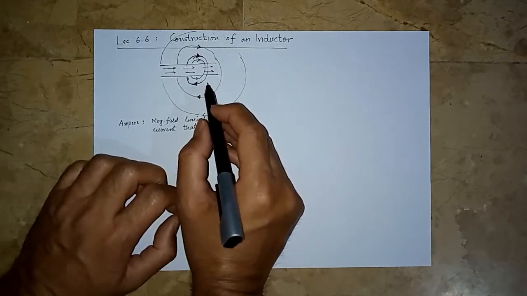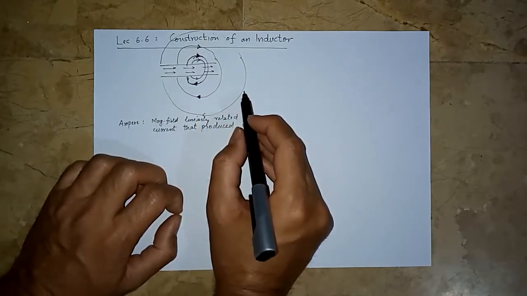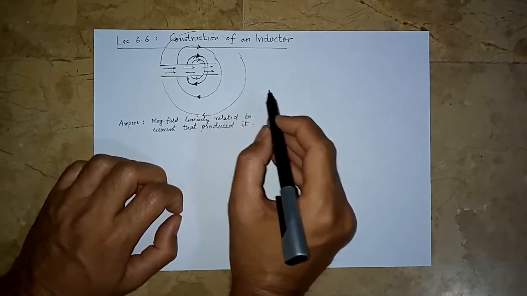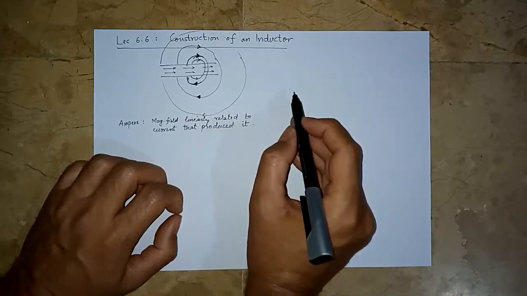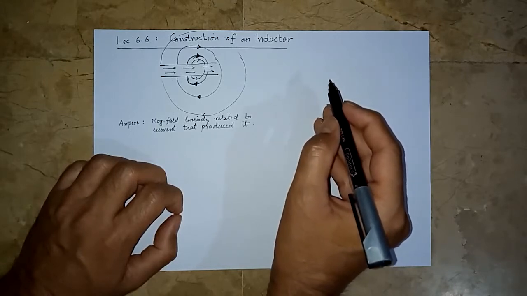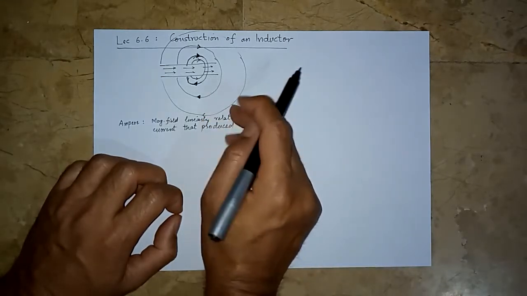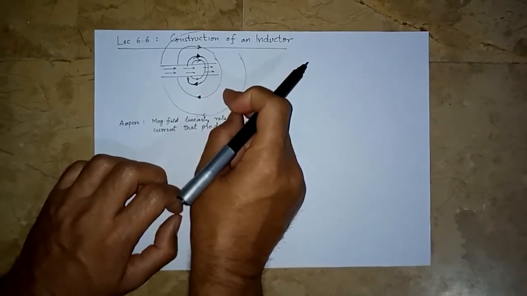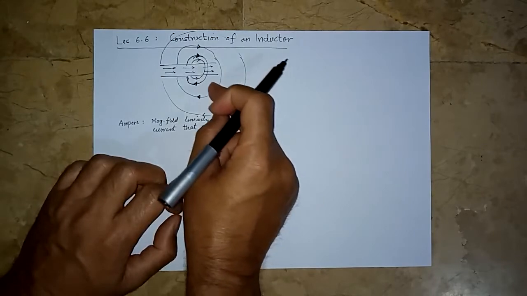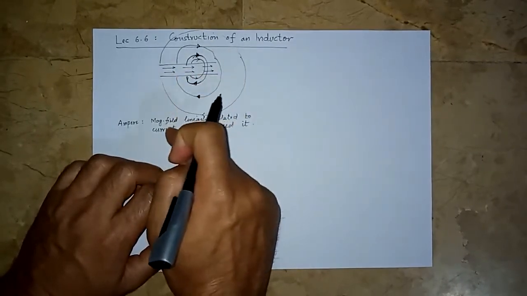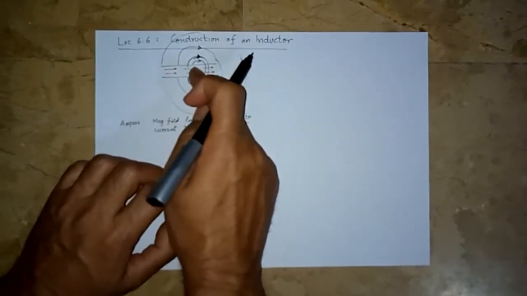Other scientists like Faraday and Henry worked on this further and found that a changing magnetic field induces a voltage in a circuit. So if we place a circuit in this magnetic field and somehow make the field change, how can we do that? By changing the current, because the magnetic field is linearly related to the current that is causing it.